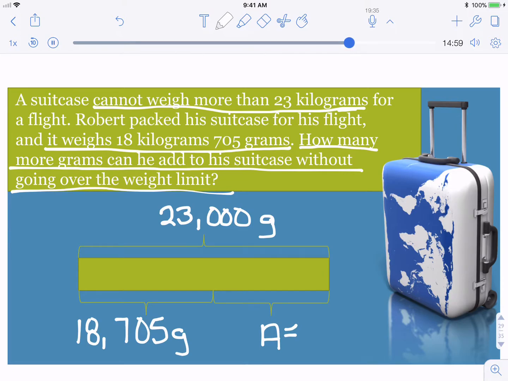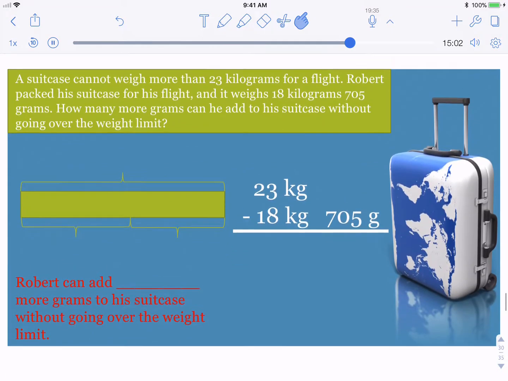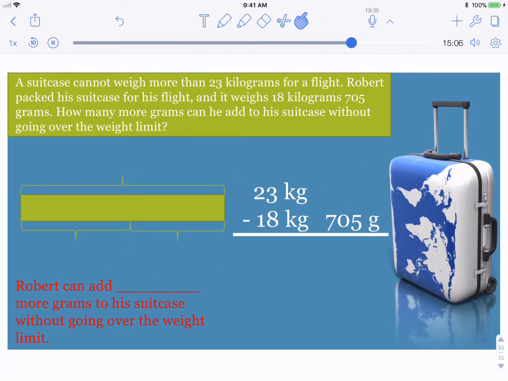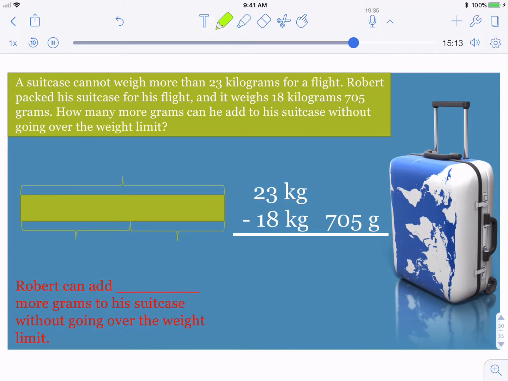Now if you look at the next slide, everything's already been converted back to kilograms and grams. Remember what I said a minute ago, do what's easiest for you. So if you used my previous bar, if you said 23,000 grams, 18,705 grams, go ahead and try to solve the problem, convert when you're done, and see if you end up getting the same answer that I do.